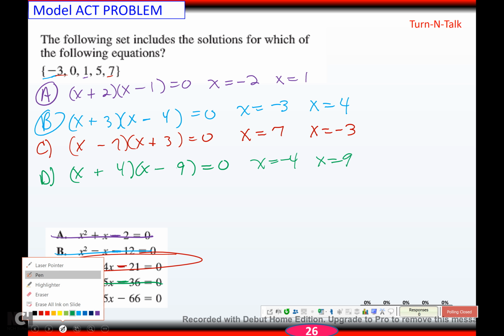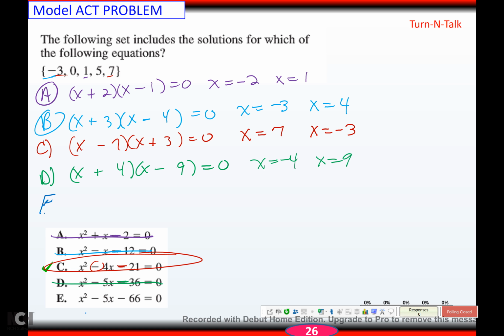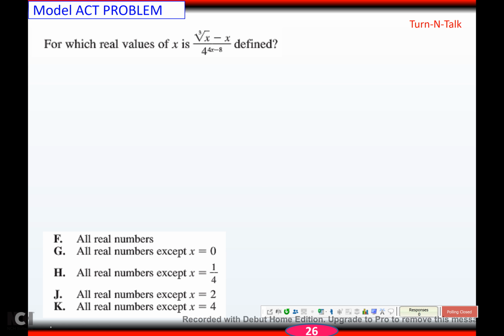And then if I do E, factors of 66 that make 5, well, that would be 6 and 11. C is negative, so 11 gets the middle sign and 6 doesn't, which equals 5. If I solve that, I get x equals negative 6 and x equals 11. And again, neither one of those is in the set. All right, try this one. Hit pause, come back when you're ready.